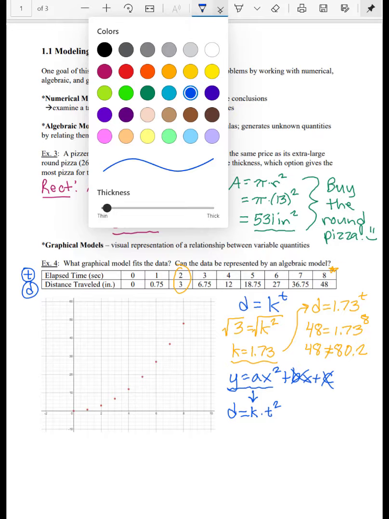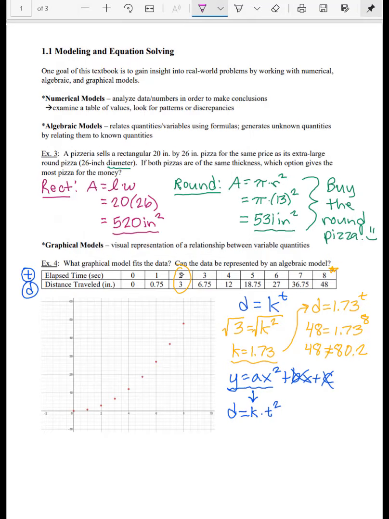All right, so if we go and test that out, let me grab another color for that. I'm going to use the same point again of (2, 3). If I plug in 3 for the distance and 2 for time, I can then go ahead and solve that. So we'd really have 2 squared is 4, so 4 times k. And then if I divide by 4, that means k is 3/4 or exactly 0.75.